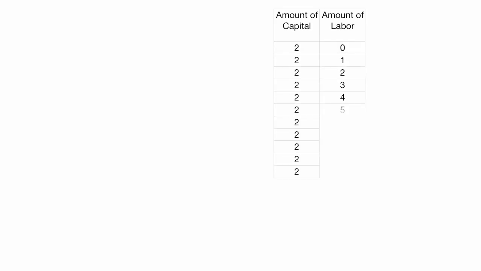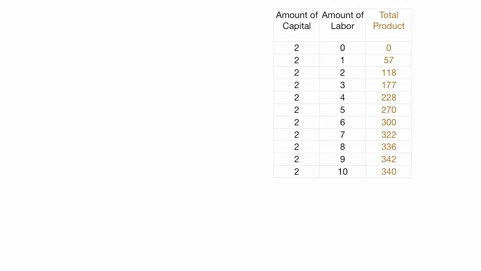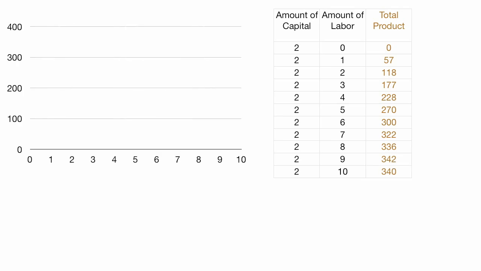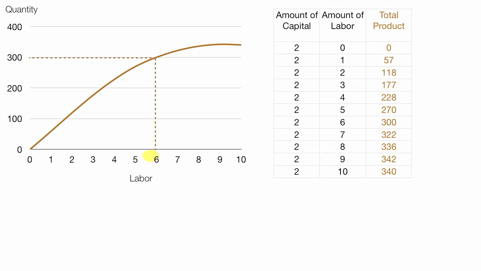The amount of capital in my example is fixed at 2, and I'll vary the labor. And I also know the total product. This is a given. Now, if I plot labor along the x-axis and quantity along the y-axis, I can draw in the total product curve. For example, if my amount of labor is 6, my total product or my quantity produced will be 300. So the brown line is the total product curve, and the brown numbers represent the curve. Again, my amount of capital is fixed at 2.